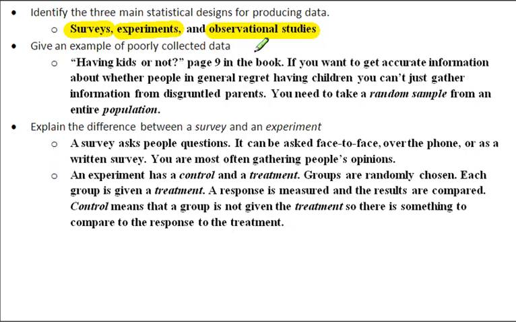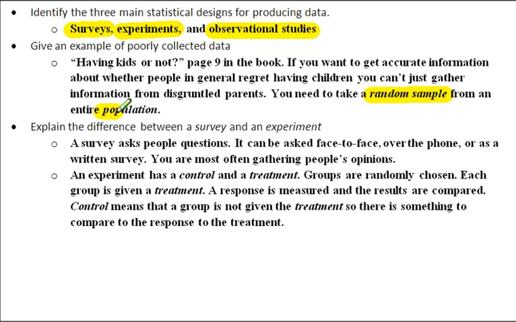So there's a lot of examples of bad data collecting, and we'll go through those during the year, especially during experimental design. But what you need to get good data is a random sample from a population. And that just means essentially you give everyone in the population an equal chance of being selected.